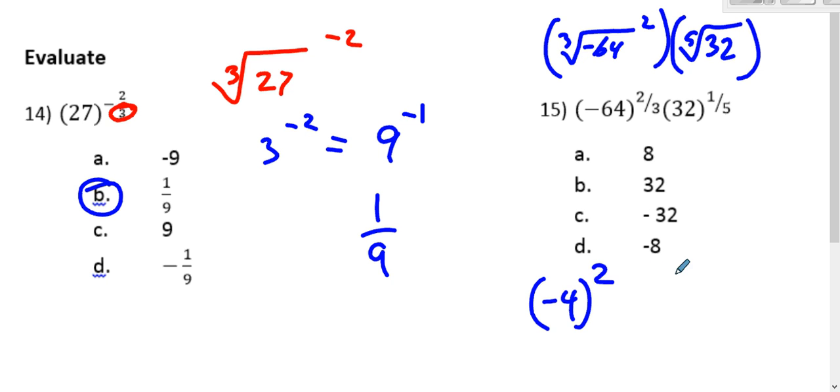squared. And then for 5th roots, yes, you could go through and you could write them all out. 1 to the 5th power, 2 to the 5th power. Or you could just kind of take a guess and check it. 32, if I had to guess, I'd guess 2. And then check it out. So 2 times 2, 5 times. 2 times 2 times 2 times 2 times 2. That is 32. The 5th root of 32 is 2.